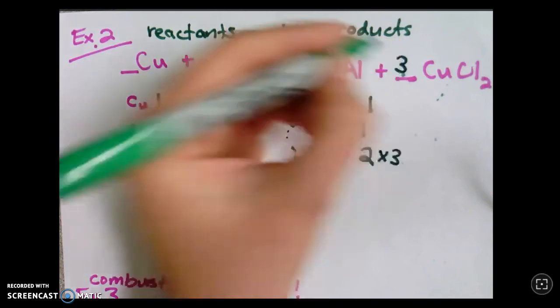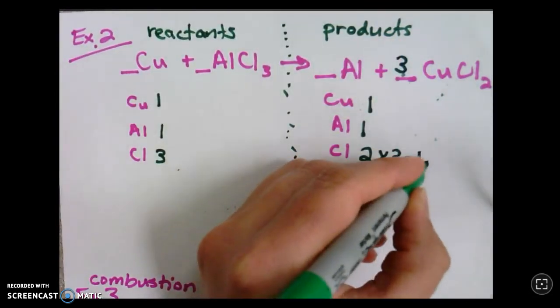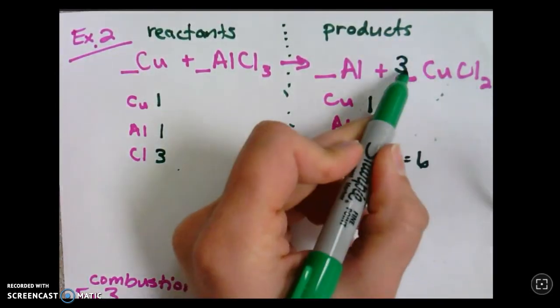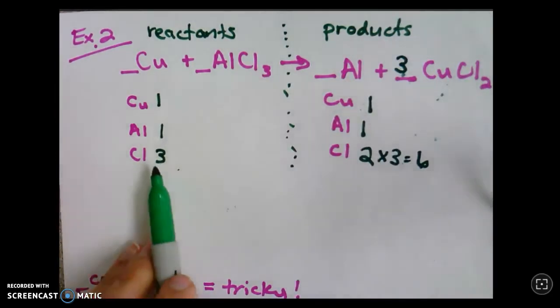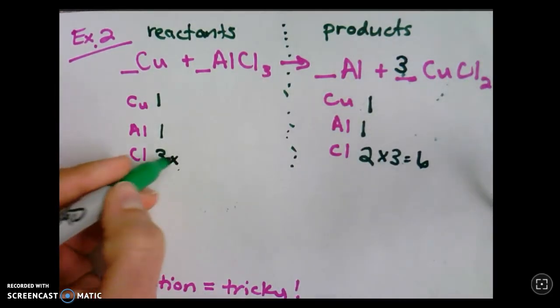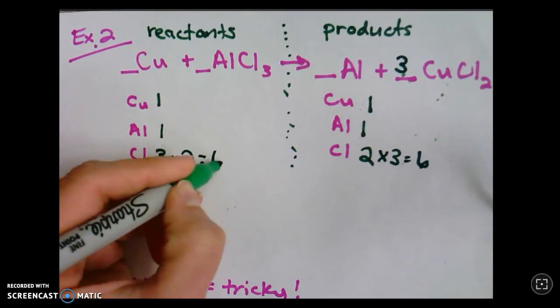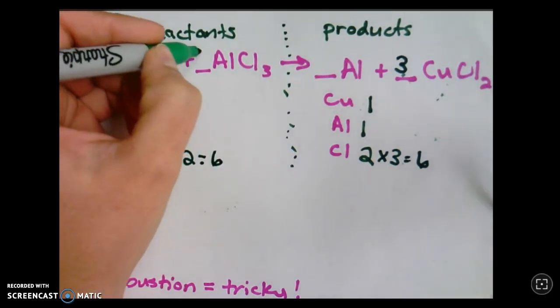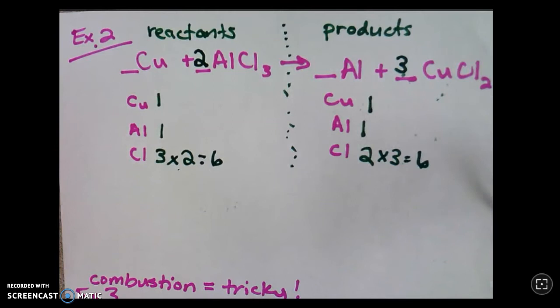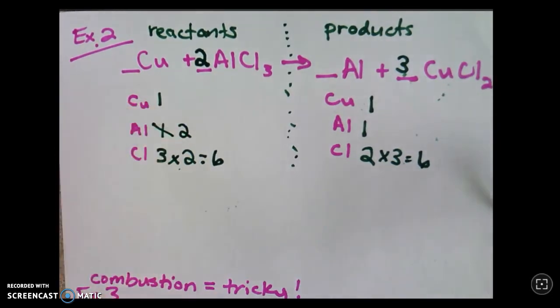So if I put a 3 here, I get 6 chlorines, because 2 times 3. Then on this side, I have to multiply by 2 in order to get 6. So that means I need to put a 2 in front of my molecule that has chlorine. 2 times 3 gives me 6. Now this is going to change some things. This changes my number of aluminums on the left side. Now I have 2 aluminums.